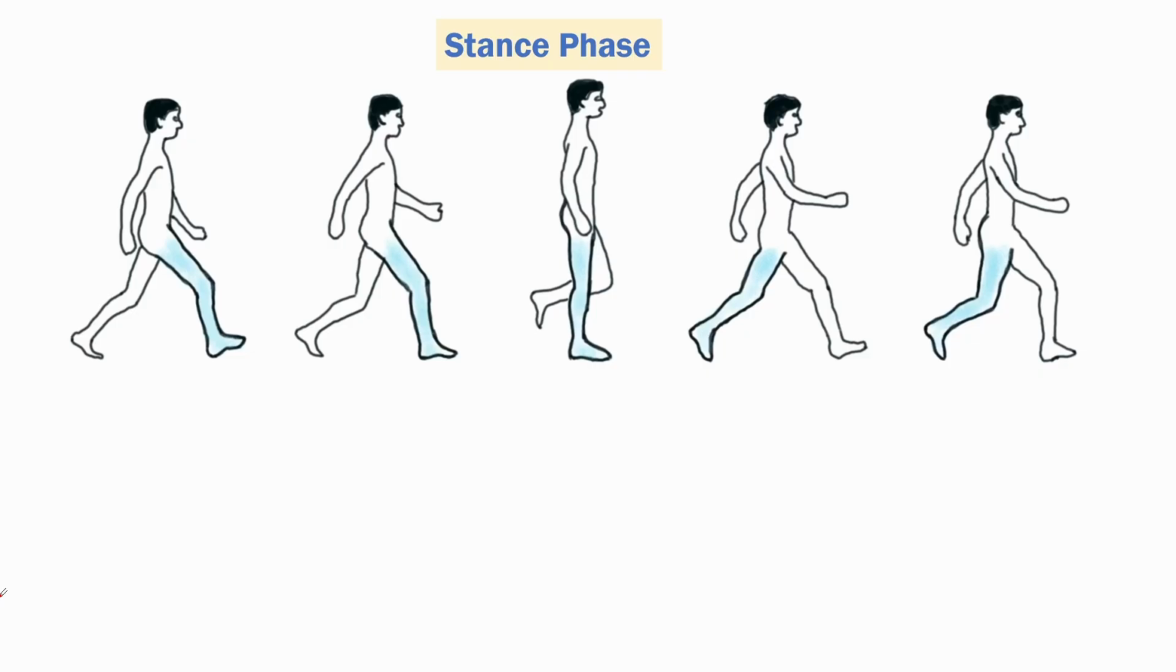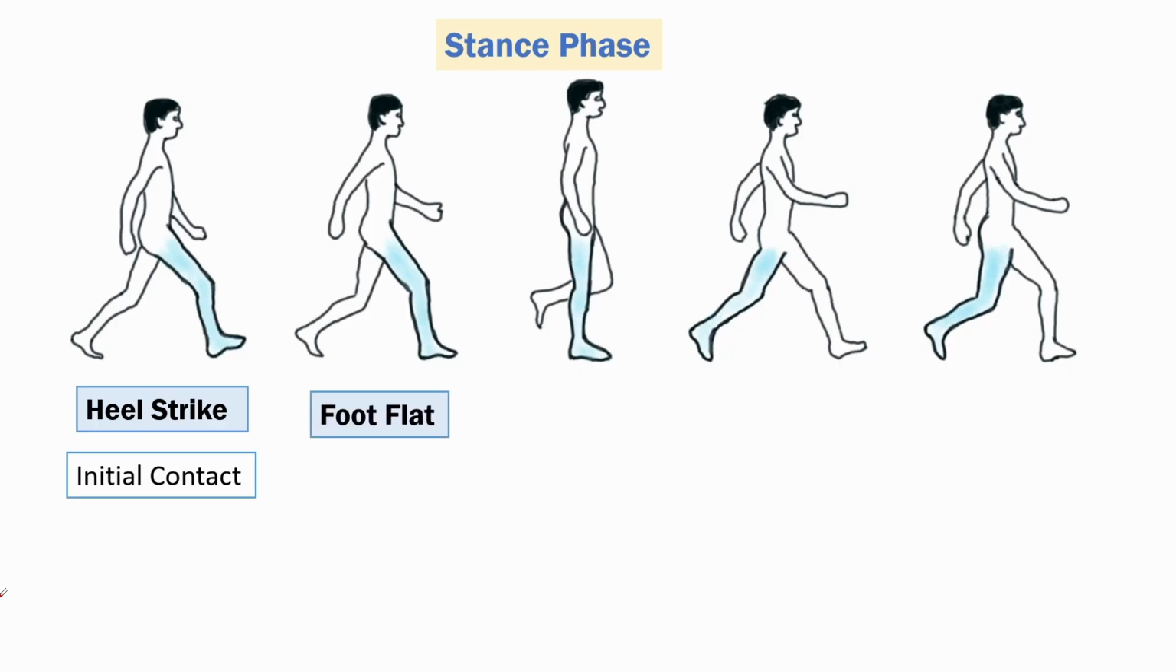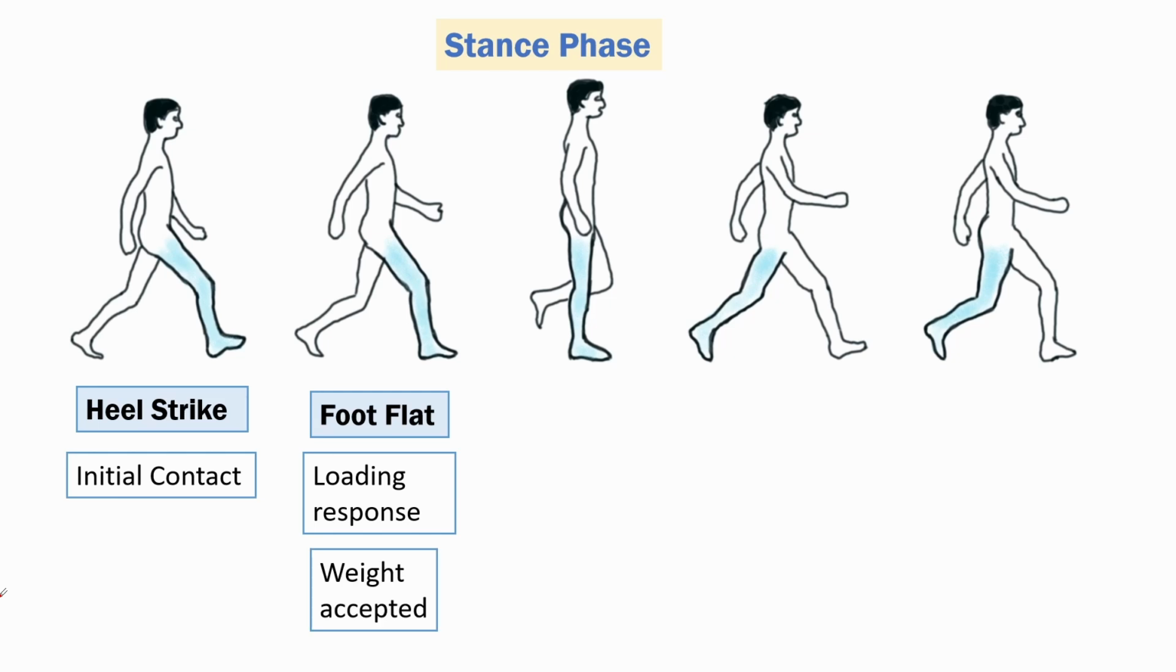Now let us see the subphases of the stance phase. The stance phase begins with the heel strike, that is, the heel comes in contact with the ground. This is also known as the period of initial contact. Following this, we have foot flat, in which the entire foot comes in contact with the ground. This is also known as loading response, and this is the phase where the weight of the body is accepted.